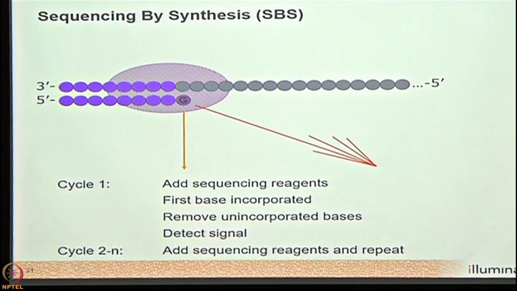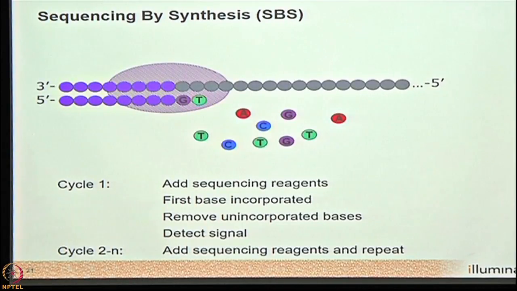Let's say you are running a sample of 300 cycles. So 300 bases will go and bind. This is your one fragment. Okay, so this is how, if you are going for 300 cycles, 300 bases will be added and we are done with the sequencing part.